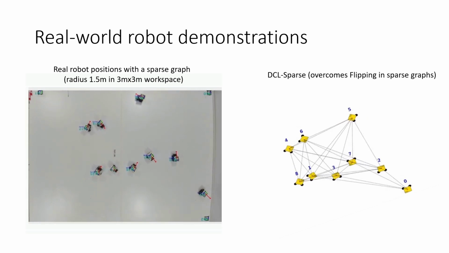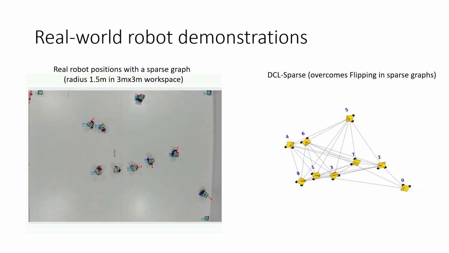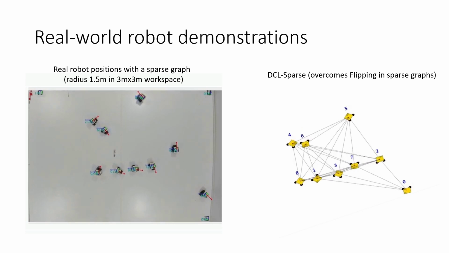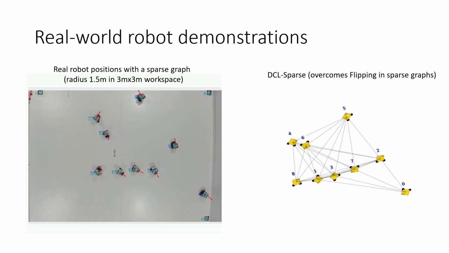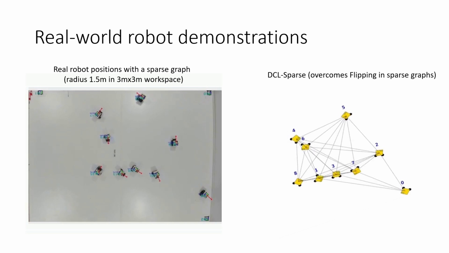The ground robots can only perceive their neighbors and the shadow edges from the one-hop neighbors. Using this information, our algorithm achieves localization stability.